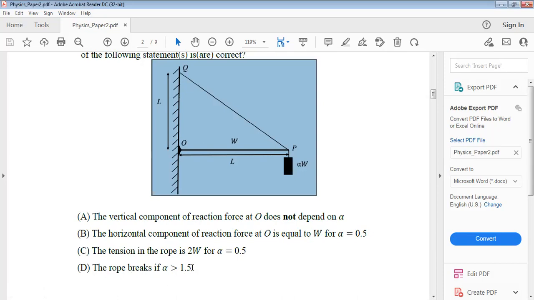Now, this problem is based on the concept of equilibrium. If this rod is in equilibrium, the net force on the rod has to be zero in the vertical direction as well as in the horizontal direction. Also, for rotational equilibrium, the net torque of all the external forces has to be zero about any point. In particular, the net torque has to be zero about point O.